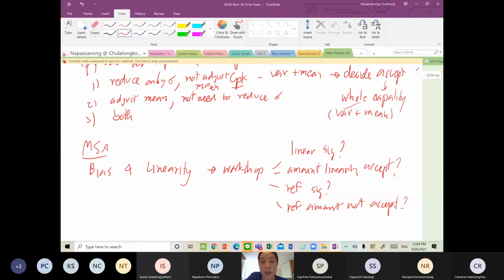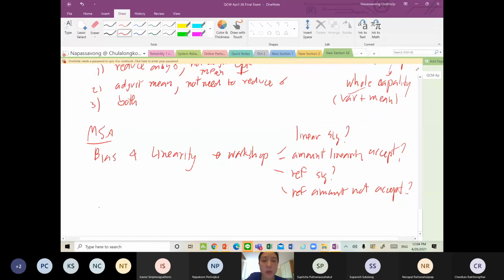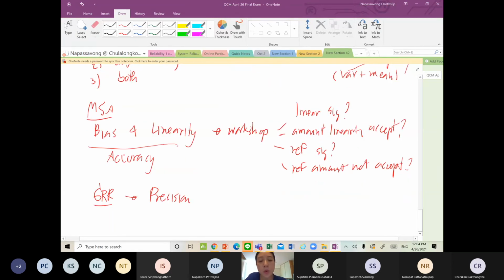And in the next class, we will talk about another tool, the last tool that we will learn in this class, which is called GHINR. This is about the precision of the system, and the previous tool is about the accuracy of the system. And in the next class, we will have the workshop again, and there is a list of questions that you should be able to answer. So we will talk about this in the next class.